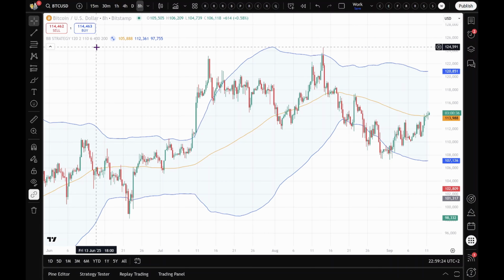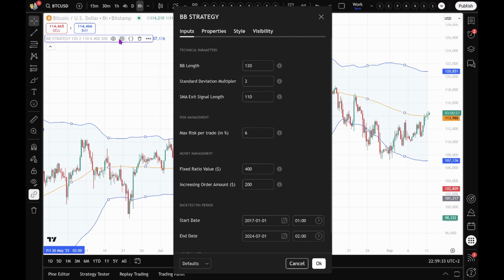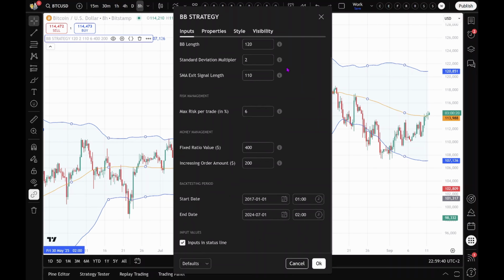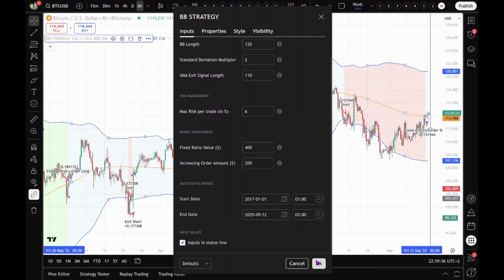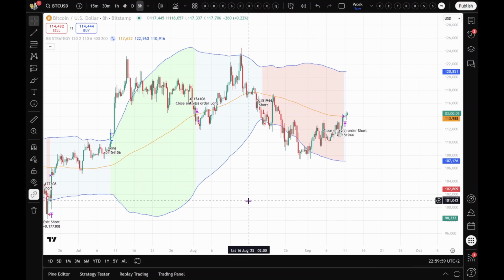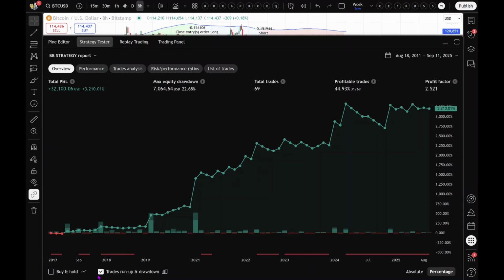I tested it on Bitcoin with an 8-hour time frame. For settings, I used a 120 period length for Bollinger Bands, kept the default multiplier of 2, and here, the SMA length for my exit signals. Risk per trade is capped at 6%. Let's run the strategy up to today. To analyze performances, we click on Strategy Tester.